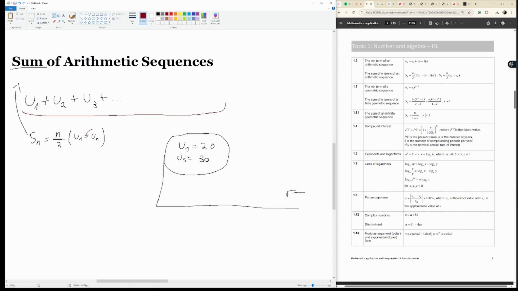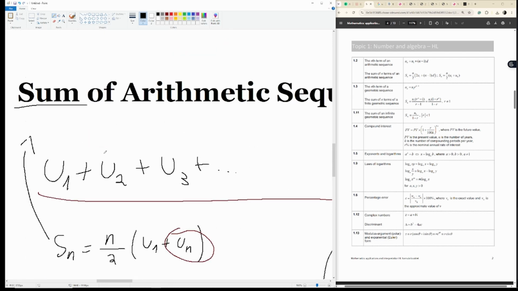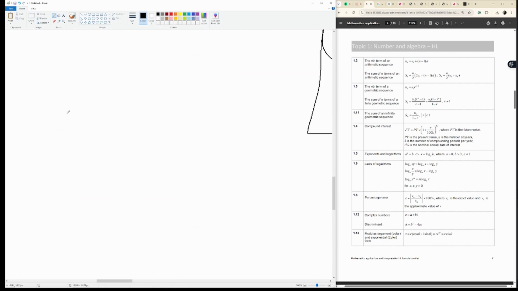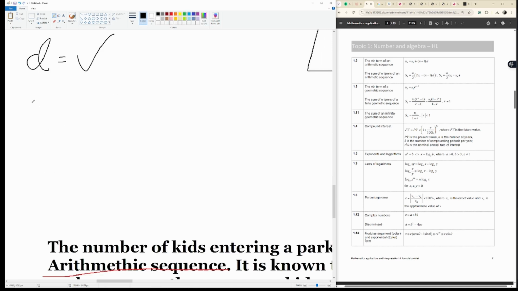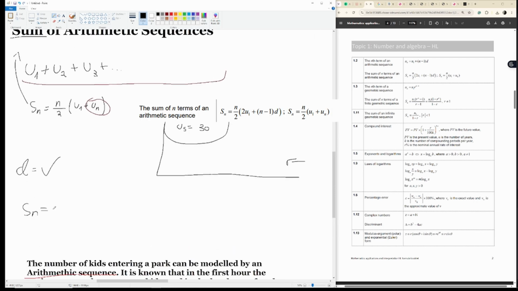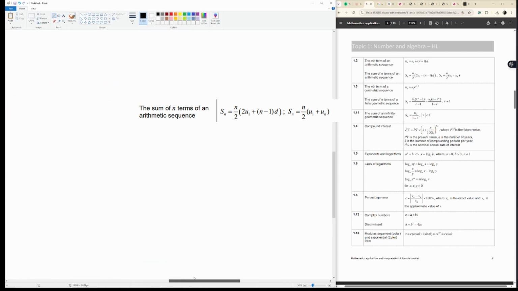However, when you're not given the last term, there is no need to worry, because if you're given something else, like for example the d, then you can also do it. Then you have to stick to the other formula, which is Sn equals n divided by 2, times 2 times u1 plus n minus 1 times d.